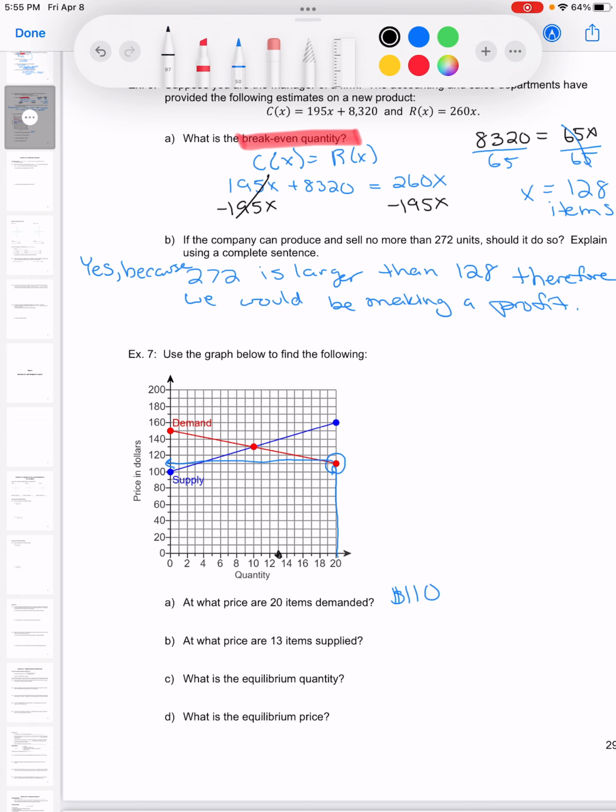For my next one, at what price are 13 items? So 13 is in between 12 and 14. And I'm going to go up to the supply. And that looks like it's at 140.